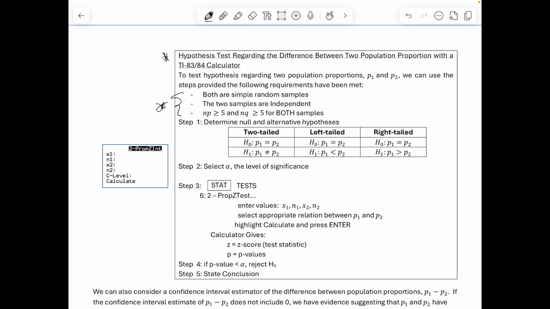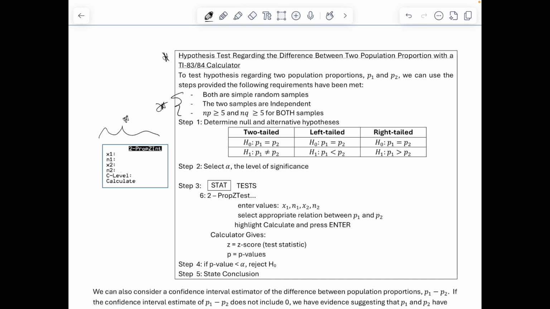Step 3, you go to the stat button, tests, 2-PropZTest. And over here, I do have a list of what the screenshot will look like for the more recent calculator. Again, if you're using a different calculator or app, make sure to edit the notes to fit your specific application or calculator that you have.